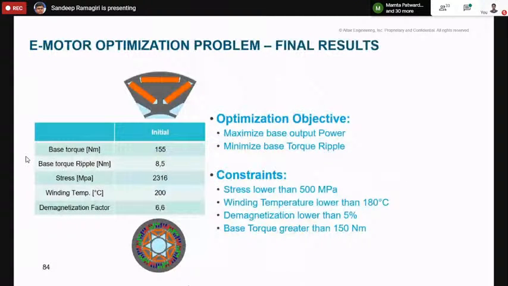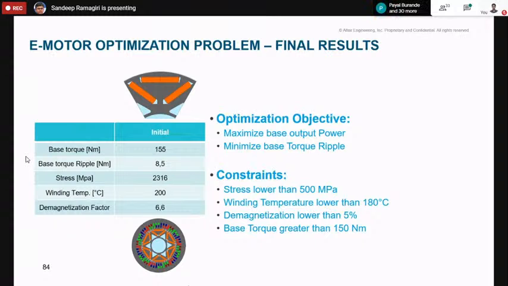And then we have optimization, to achieve the objective while respecting the constraints. The objective was maximum base output power, and I need to reduce the torque ripple. And you can see the initial performance. Base torque was 155 Newton meter, base torque ripple was 8.5, stresses were 2316, the winding temperature was 200 degrees, and the demagnetization factor was 6.56.